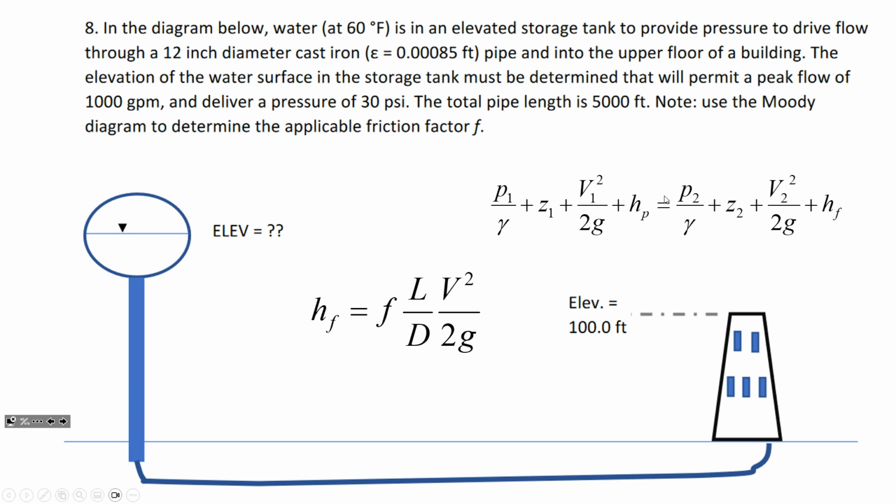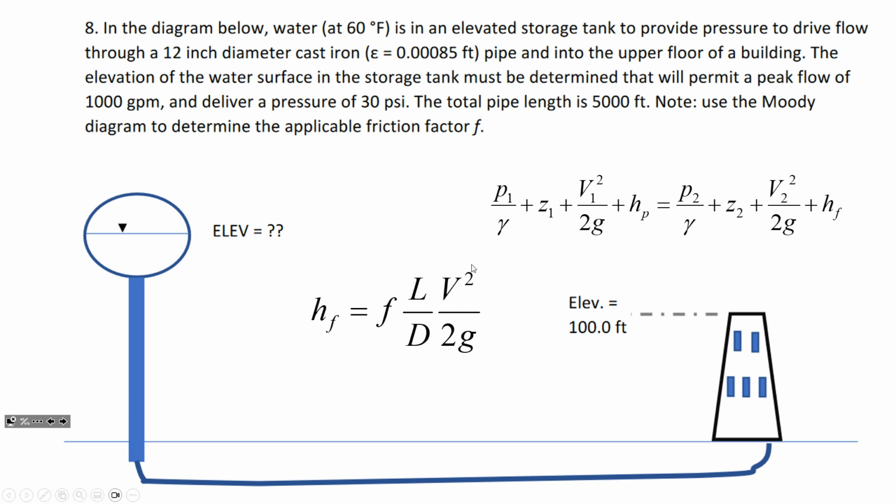Okay, so we've talked about the pressure head at 2, the elevation at 2, neglect the velocity head at 2. We're not talking about the water flowing through the pipeline. We're just talking about like the water sitting in a tap before you turn the tap on at the top of the building. So we'll say V2 is also 0. The last term here, head loss due to pipe friction, we'll use the Darcy-Weisbach equation to calculate that. So L is the length of the pipe. We're told that that's 5,000 feet.